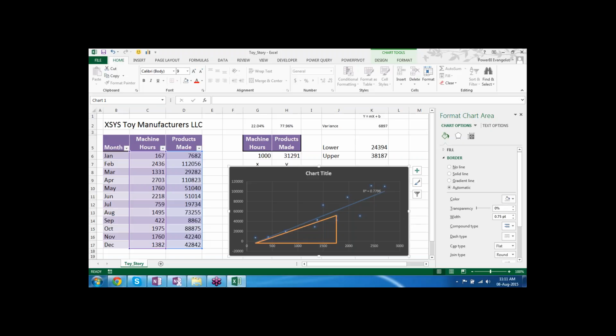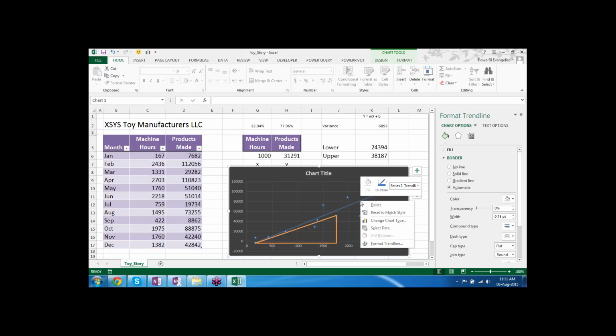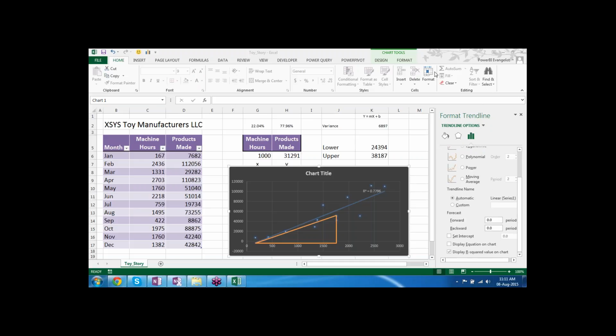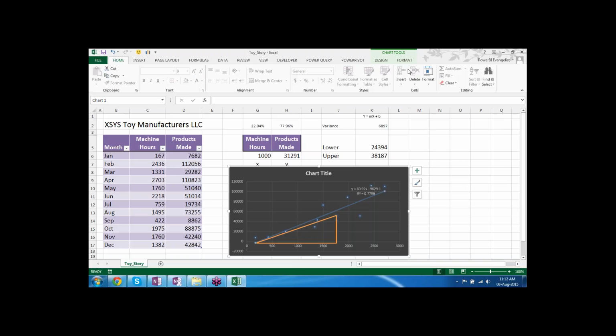If you want to show the same equation on this chart, we can simply right click and choose Format Trendline. If you go down, you will see an option called Display Equation on Chart. If you click there and close the pane, you can see that the same equation has arrived here. This is in the format of mx plus b, where b is negative, that's why it is coming as minus.